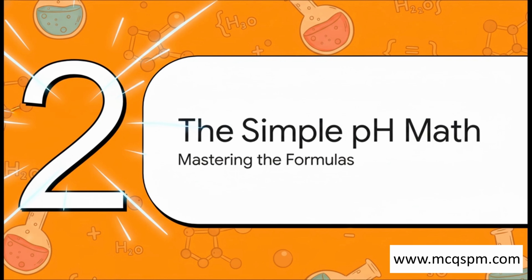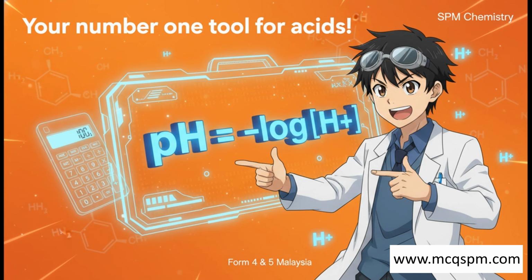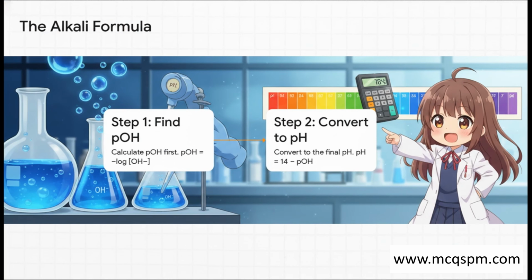All right, time to move on to the math. Now, don't get nervous when you see the formulas. I promise, they're way more straightforward than they look, especially once you see how they work. So this is it, the big one for acids. The pH is simply the negative log of the hydrogen ion concentration. All you have to do is pop that concentration value into your calculator, hit the negative log button, and bam, that's your pH.